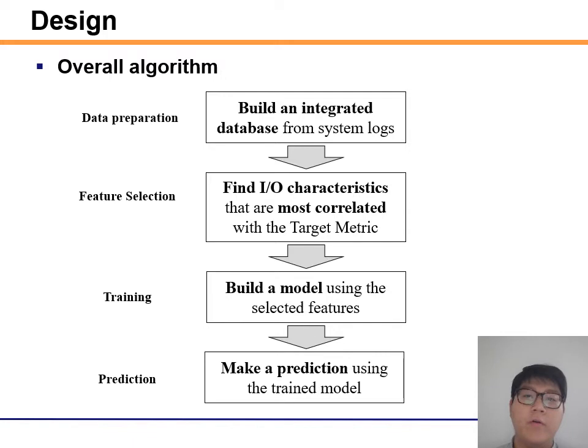This slide shows the overall algorithm of our proposed scheme. Our scheme follows a traditional performance prediction scheme. We first build an integrated database from various system logs. Then, we select a few I/O characteristics that are most relevant to the target metric. Then, we build a model using the selected features and the training data. Finally, we make a prediction using the model. Let me explain each procedure in detail.